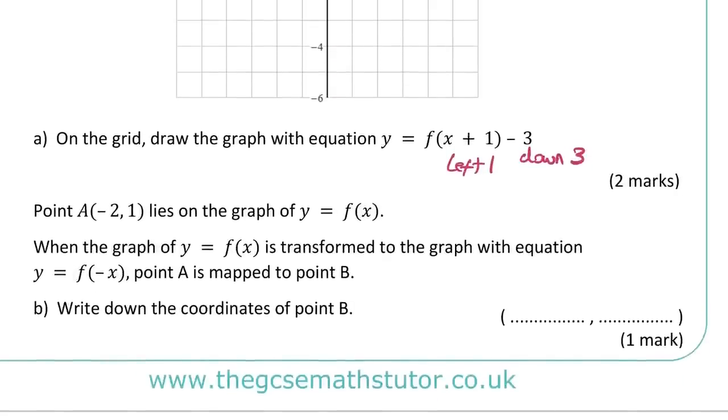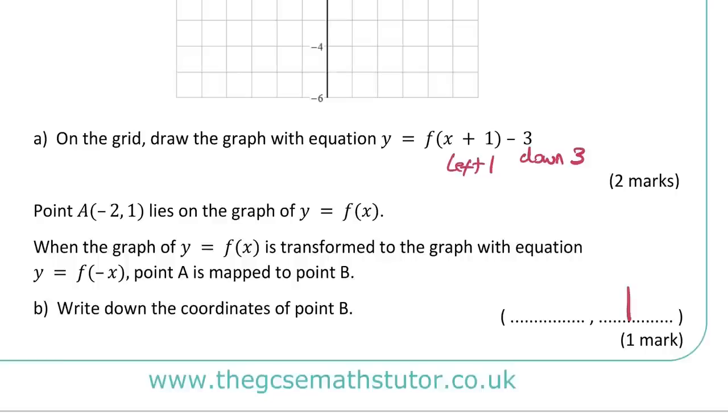Part B here, we've got point A is -2 and 1. It lies on this graph. When the graph of y equals f of x is transformed to the graph with equation y equals f of minus x, point A is mapped to point B. Write down the coordinates of point B. Now, the bracket there affects the x coordinate only, so the y coordinate here doesn't change, so y is just going to be 1 still.